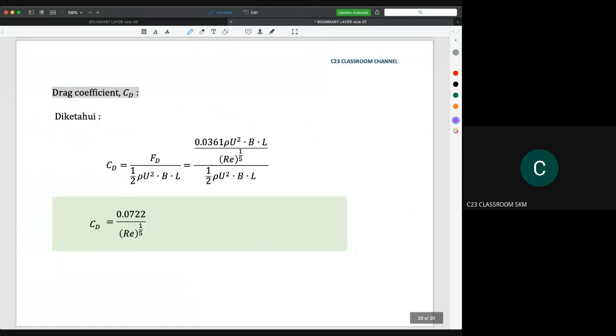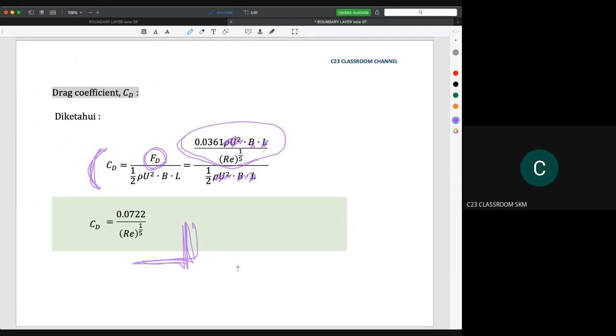And then we can calculate the drag coefficient. This is the equation. We substitute the value of FD here with what we have from the previous calculation, and then we can cancel off everything here. Then we have the final answer for the drag coefficient, which is 0.0722 over Reynolds number to the power of 1 over 5.